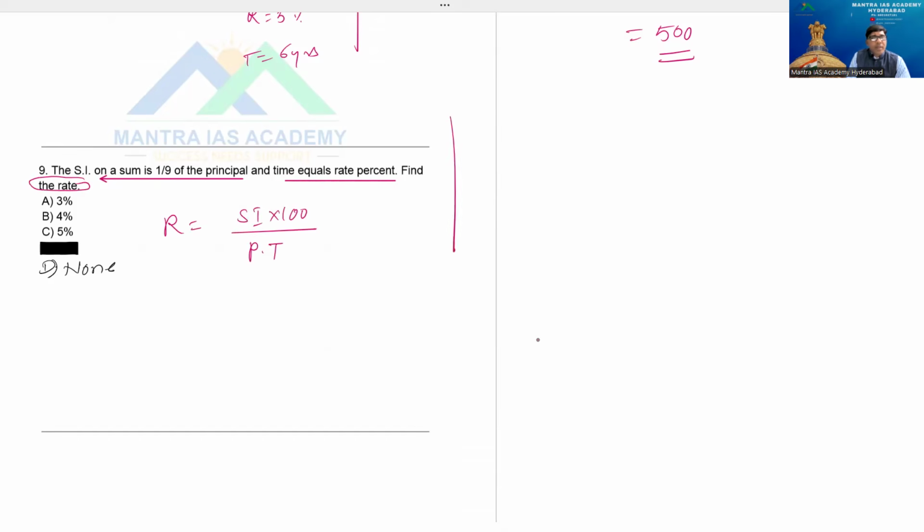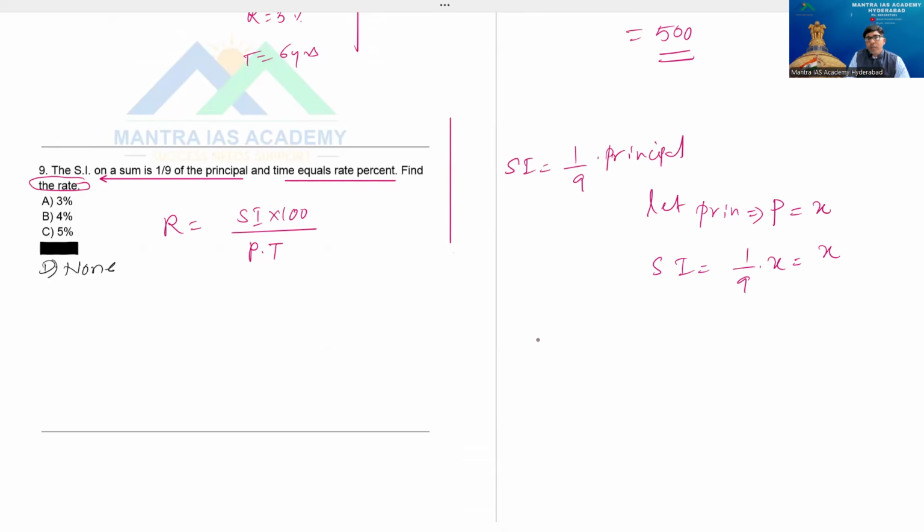Now come to the point here. Simple interest is mentioned as 1 by 9th of the principal. Whatever the principal could be, you can take 1 by 9th. So for example, let principal be P, otherwise you take X. Better, let it be X. So automatically SI is going to be 1 by 9th of X. You will write X by 9, beta.